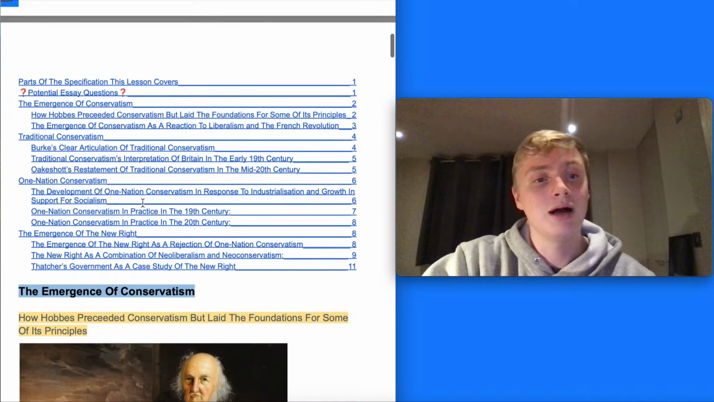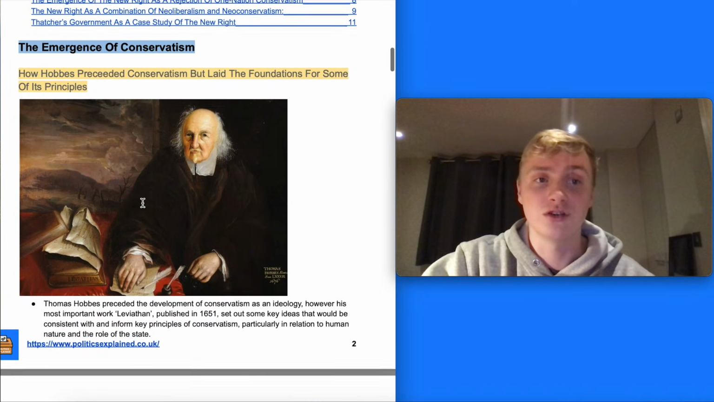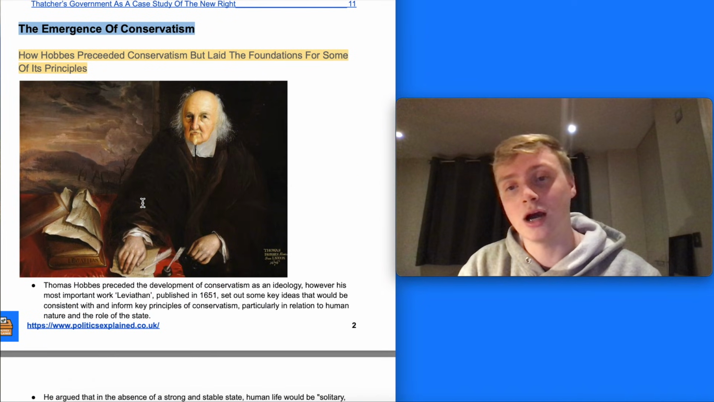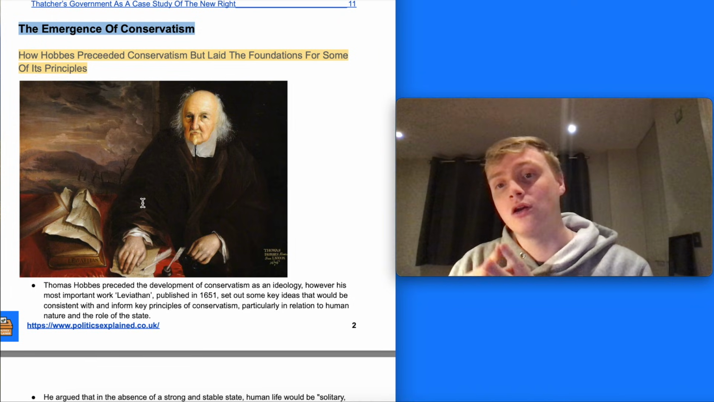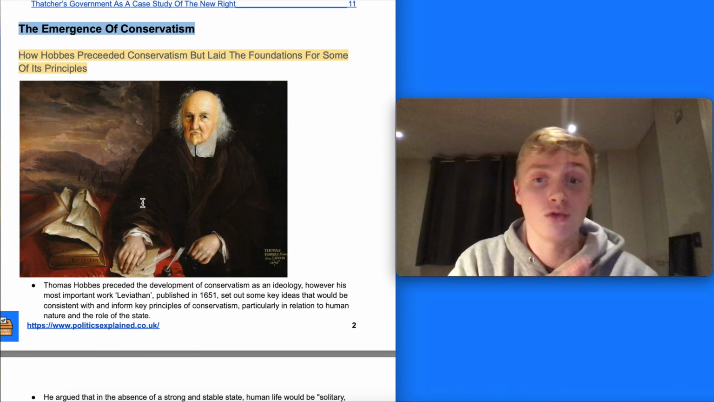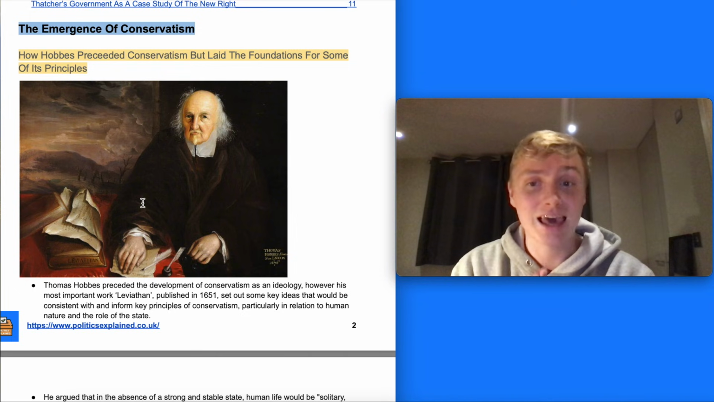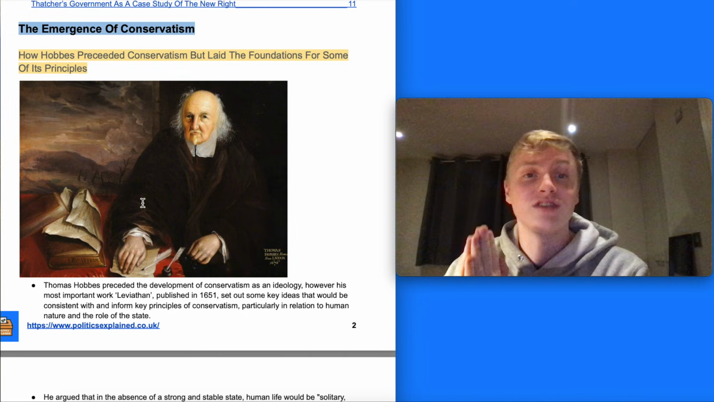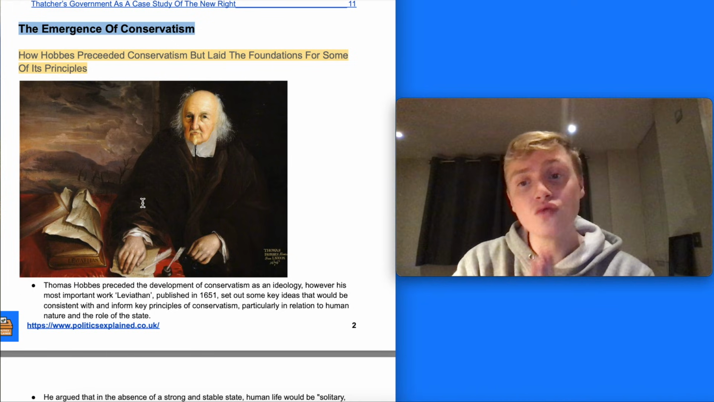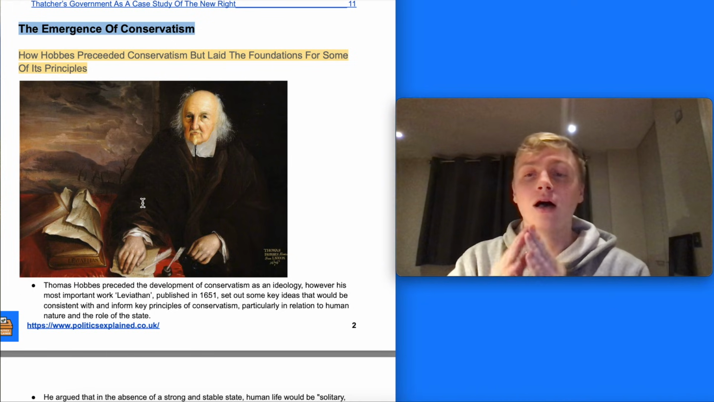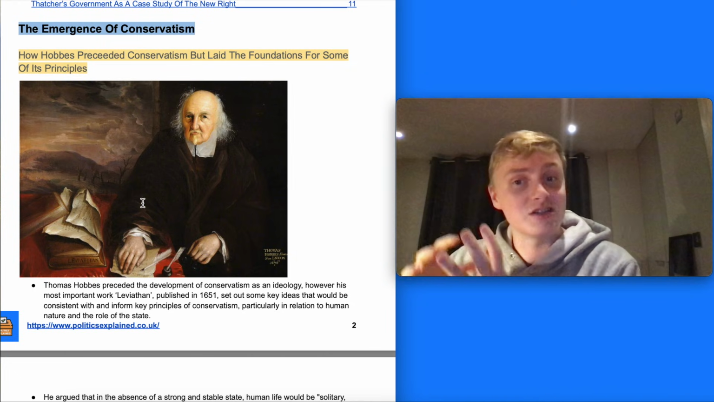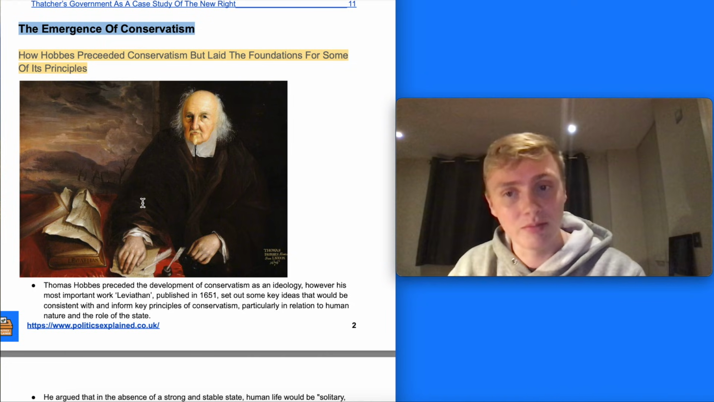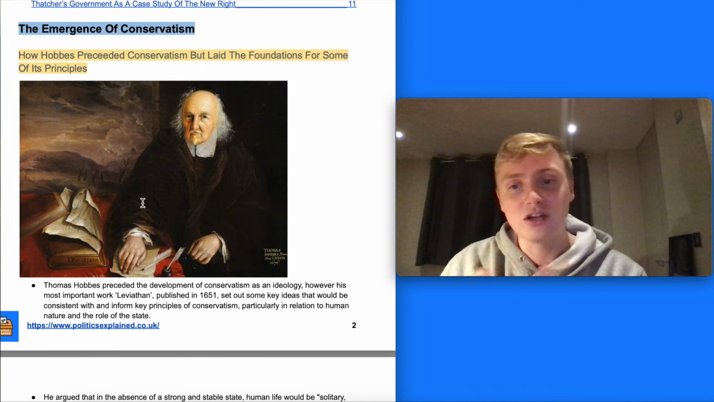So yeah, let's start by looking at the emergence of conservatism. And what I thought we'd have a look at before looking at traditional conservatism is Hobbes, because Hobbes in a lot of textbooks is described as a traditional conservative. In reality, he came way before conservatism was even an ideology. The reason he's in the spec is because a couple of his key ideas are very consistent with the key ideas of conservatism that come about later, especially with Burke. So he's definitely worth looking at.